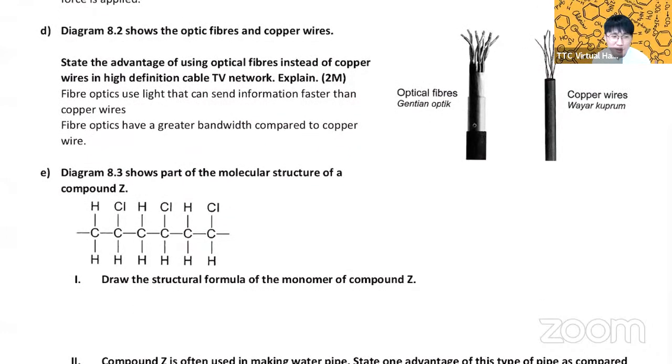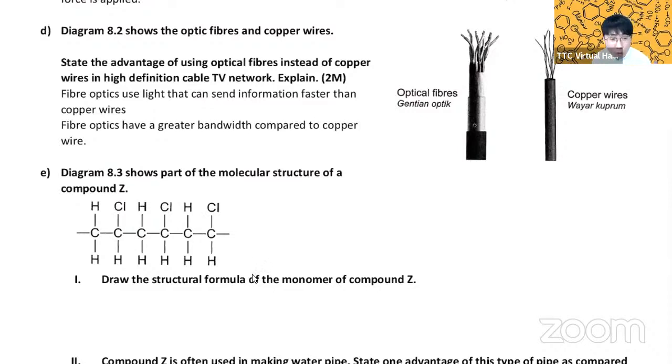Okay, so moving on. We have this thing, which is some drawings here. Draw the structural formula for the monomer. So this is actually a compound Z, and you want to convert it into a monomer.